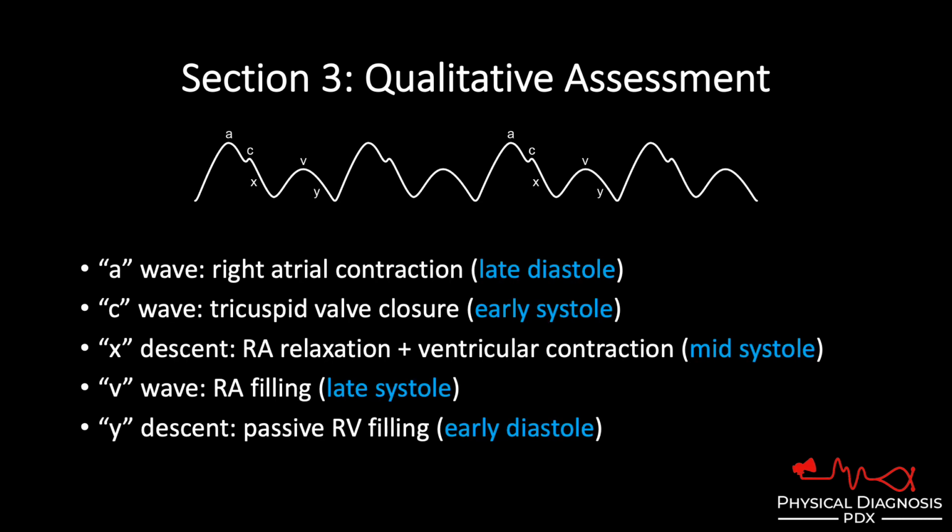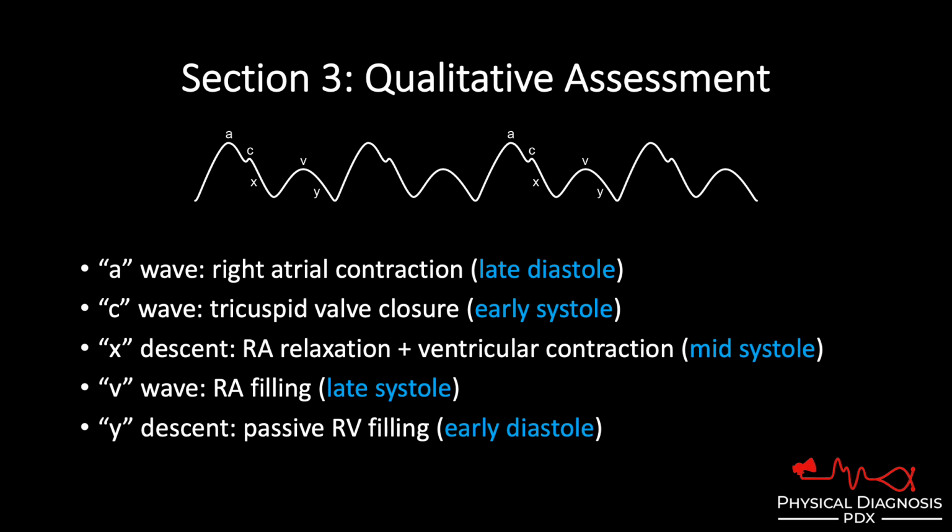To be able to perform a qualitative assessment of the jugular venous pulse, one must be able to understand the normal waveform and the cardiac events that cause each of its components to occur. It's helpful to orient yourself to the cardiac cycle. Let's start with the first peak in the waveform, the A wave, which is caused by right atrial contraction. When the atrium contracts, pressure inside the atrium increases, and this is seen as a positive deflection in the jugular venous waveform. Atrial contraction occurs at the very end of diastole, when the atrium is trying to push the last bit of blood into the right ventricle.